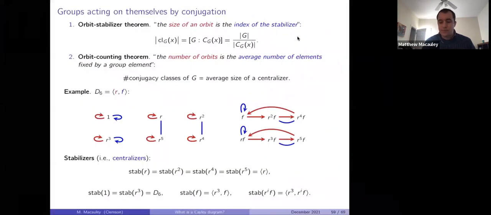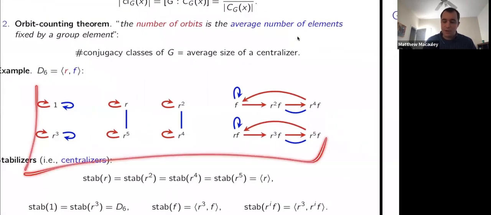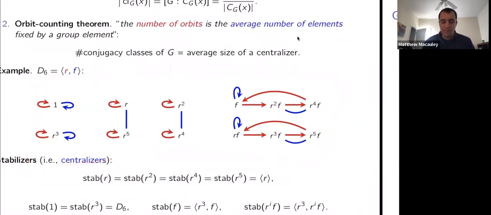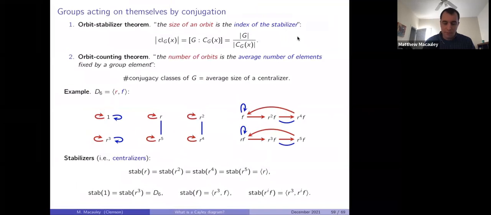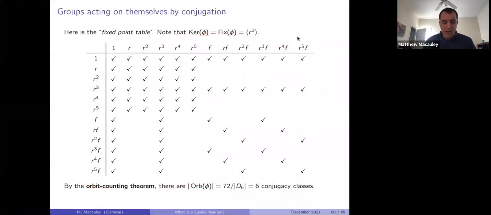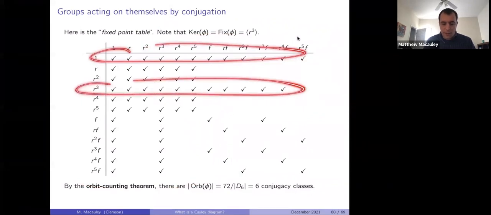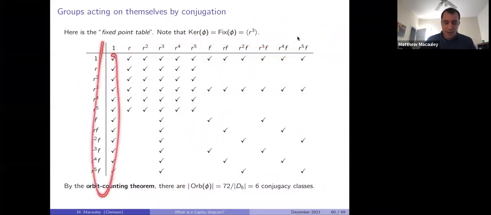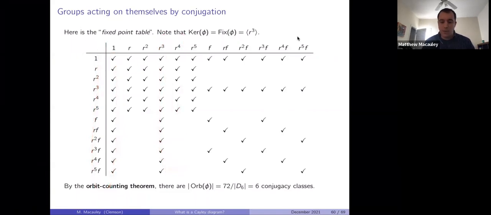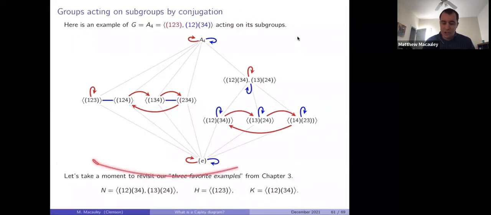Conjugacy classes. These are the conjugacy classes of D6. I find it so much more helpful to see this picture than to just write down algebraically what the conjugacy classes are. And given this, you can look at the fixed point table and you can see the kernel are right here. The fixed point sets are right here. And the orbits and the stabilizers, you can get them as well. So this is like a generalized Cayley diagram.